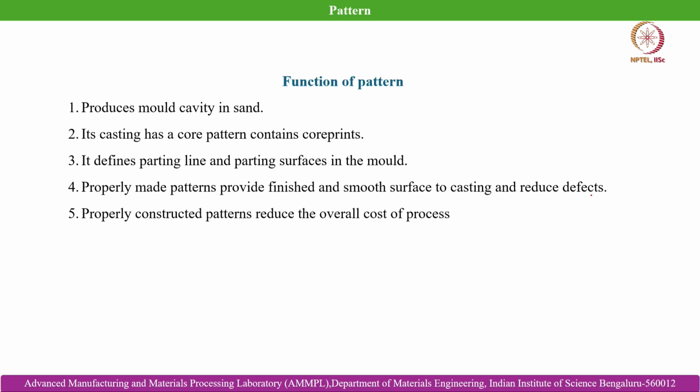So, what are the functions of the pattern? Number one is to produce the mold cavity in sand, so that we can get the shape of the solidified component. Number two, to support core prints. Number three, it defines the parting line and parting surfaces in the mold cavity. Number four, properly made patterns provide finished and smooth surfaces to the casting to reduce defects. And number five, properly constructed patterns reduce the overall cost of the process. So, these are the functions of the pattern.